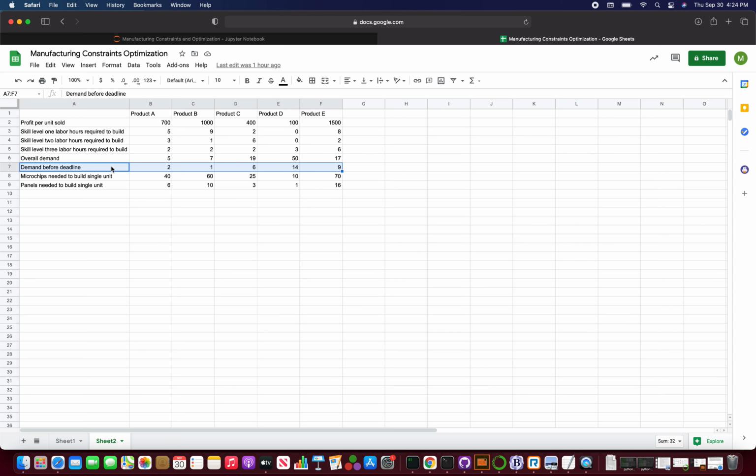In this practice problem, there's a constraint with microchips and panels, and we know that for all other components, there are no shortages or constraints. So we're going to include the material constraints, the labor constraints, and demand constraints, and try to maximize our profit as we close out the week.